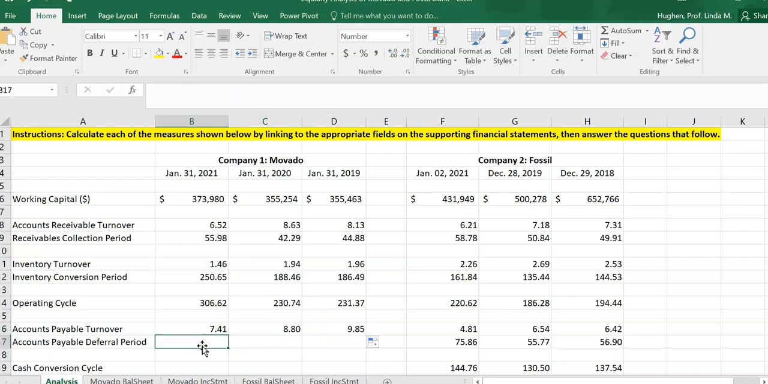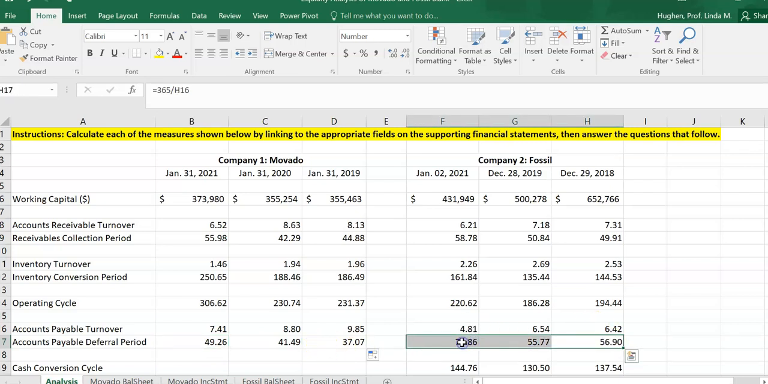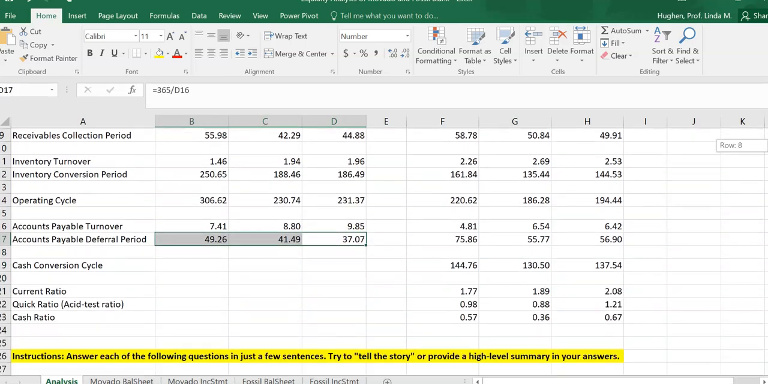How about the accounts payable deferral period? The number of days that the company takes to pay its suppliers. I see that increased from 37 to about 49, and that's of course significantly lower than what we see for Fossil. So we would say that Movado is making payments to its suppliers more quickly. Is that good or bad? We want them to pay slowly so that they're taking advantage of the free financing. We want to look at this together with other measures of liquidity, because we don't want them to take longer because they're having liquidity issues.